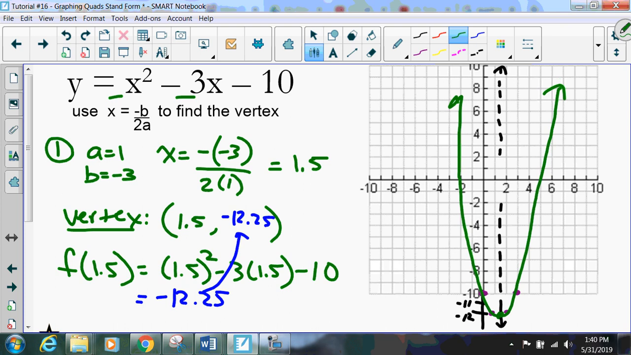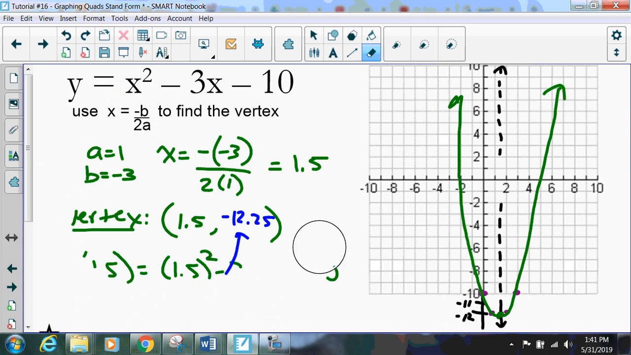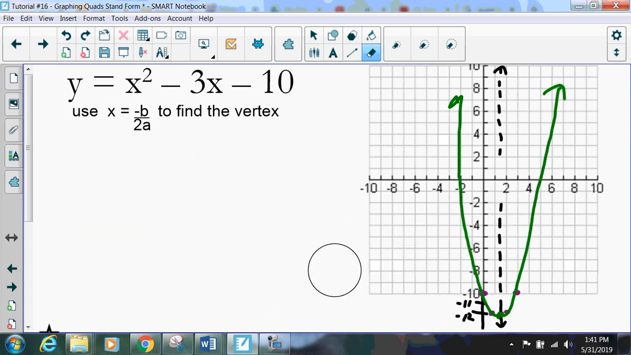There is another way to graph quadratics in standard form. And if you're really good at factoring, you might want to use this. So if not, move on. You did this problem. But if you're curious as to a second way, I'm going to start over again real quickly.